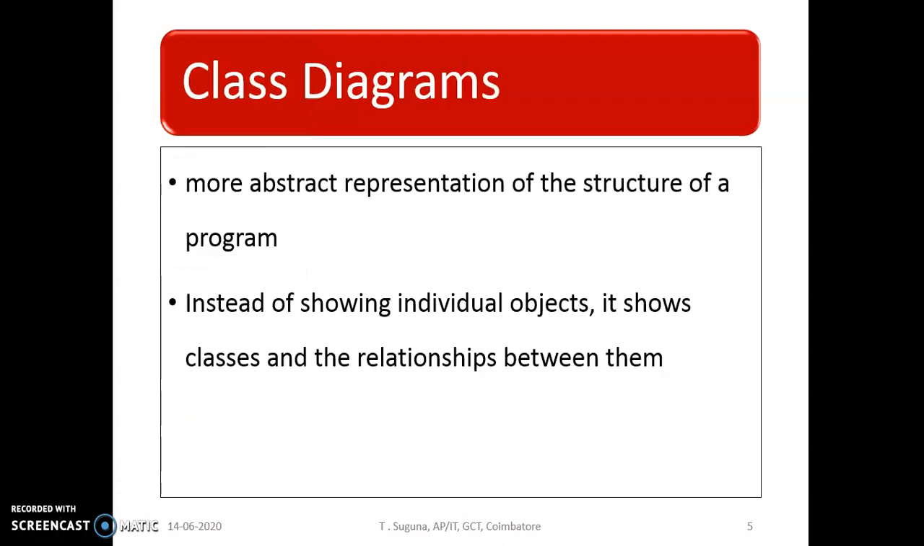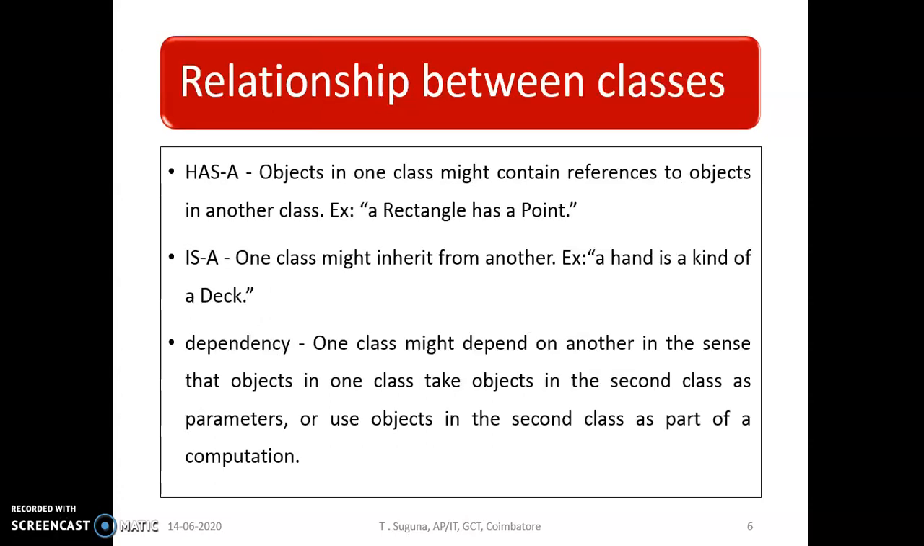Next, a pictorial representation is used for the illustration of classes. This is called a class diagram. It is a more abstract representation of the structure of a program. Instead of showing individual objects, it shows the classes and the relationships between them. It has two important relationships, the has-a relationship and the is-a relationship.